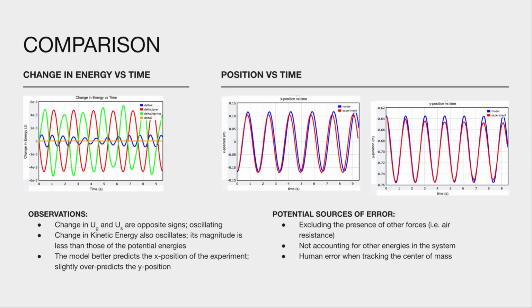On the right, we have the position versus time graphs for both the x and y positions. We can observe that the change in gravitational and spring potential energies are opposite signs and are oscillating. The change in kinetic energy also oscillates, and its magnitude is less than those of the potential energies. We can also see that the model better predicts the x position of the experiment as it slightly over-predicts the y position. These errors may be due to excluding the presence of other forces such as air resistance, not accounting for other energies in the system, as well as human error when tracking the center of mass.